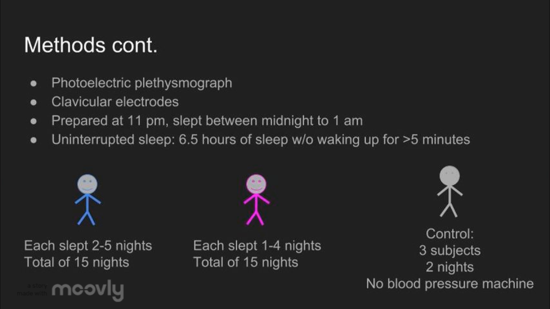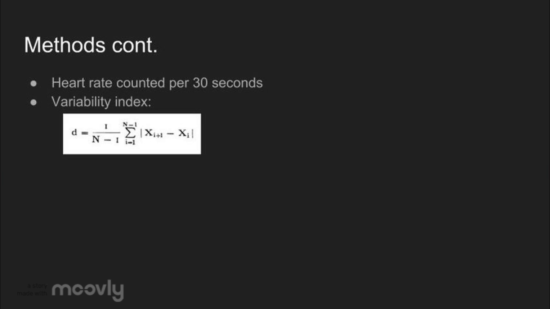Heart rate was counted manually for 30 seconds. The mean and variability index was calculated in each 5-minute sample. The variability index was found with a formula that was basically the average absolute difference of successive intervals. It is shown with this formula here.